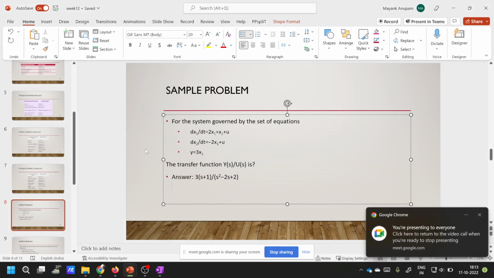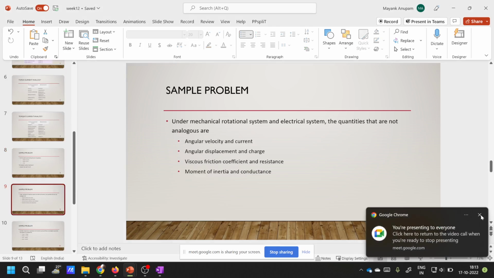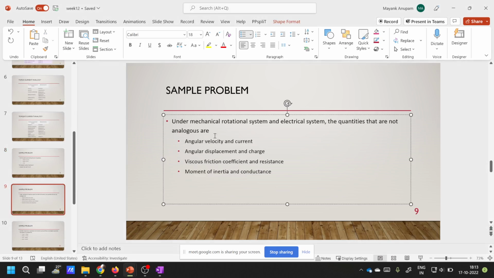Okay. Moving on to the next question. This is a simple multiple choice. Under mechanical rotational system and electrical system, the quantities that are not analogous are what? So the first option is angular velocity and current. You know that angular velocity and current are indeed analogous to each other.